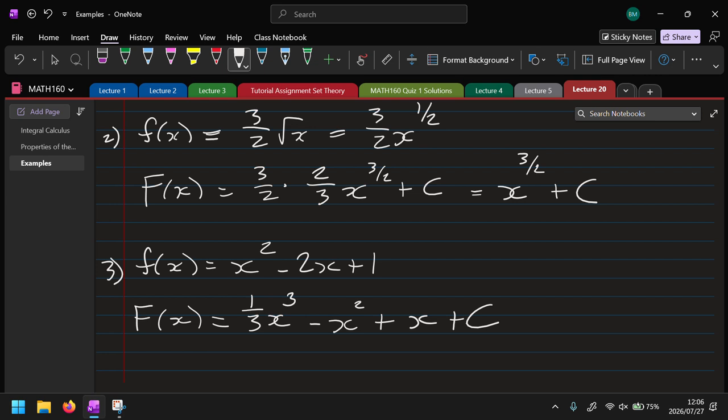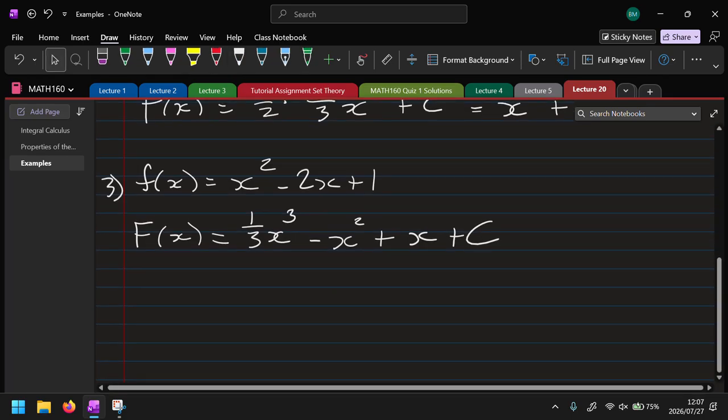And again, we can check. We do the derivative. The 3 comes down, cancels that. So that will be x squared. Good. Next one, the 2 comes down, so we have 2x. That's fine. Derivative of x, that's 1. Derivative of C, that's 0. We know we got the marks already. Okay.